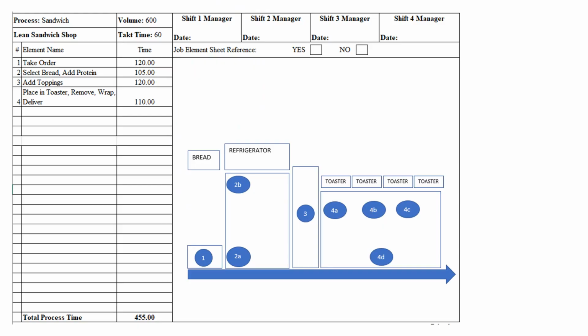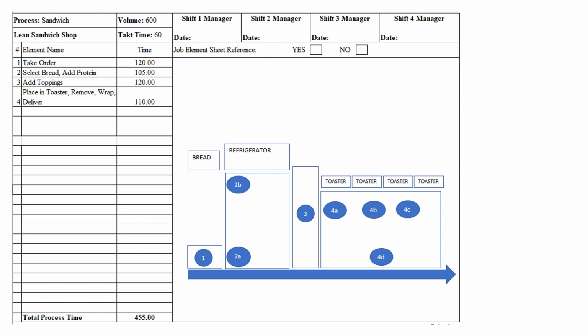So now that we know in detail where our problems are coming from and how much of a problem they are, we can start implementing some solutions. Our solution is shown in this standard work chart. As you can see, we have broken up the process into 4 different work cells.